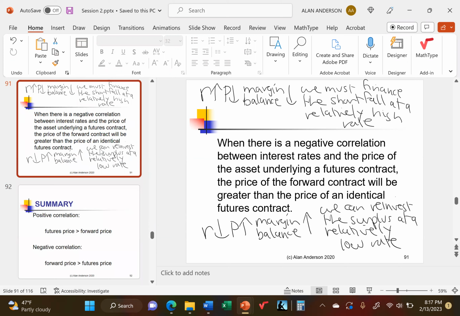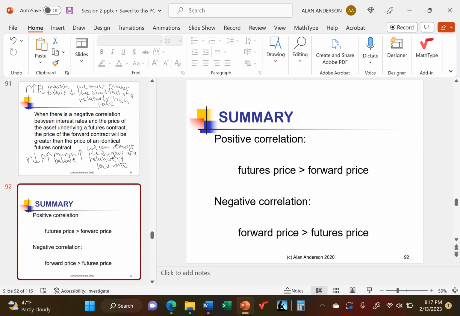Okay, so Bob, there's a lot of technical discussion here if you want to look at it, but this is the bottom line. When there's a positively correlated asset with interest rates, the futures price will be higher. And when the correlation is negative, it's the forward price that will be higher.